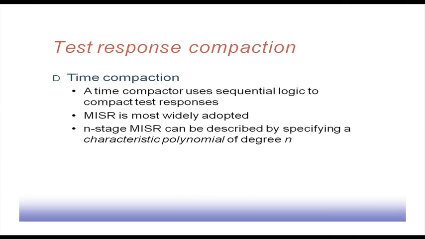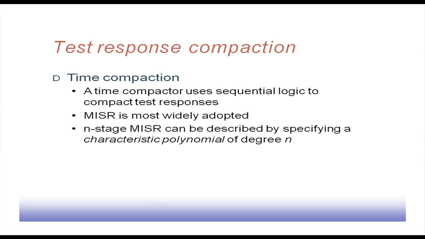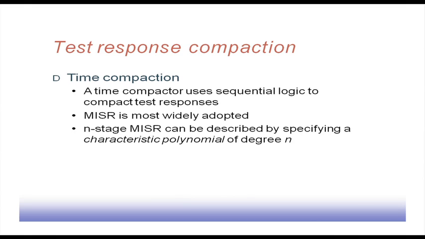But if we store all those p bit responses, then there will be a huge amount of information that needs to be stored. So, what is done is we compact these responses in the time domain as well. This is known as the time compaction. The time compactor normally uses sequential logic to compact test responses. We cannot do this with combinational logic, because combinational logic does not have any memory, so it will lose its content from the previous cycle. So, combinational logic cannot be used; we go for sequential logic to compact the test responses.